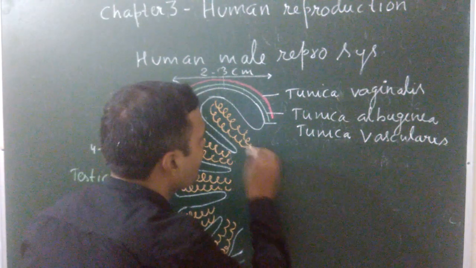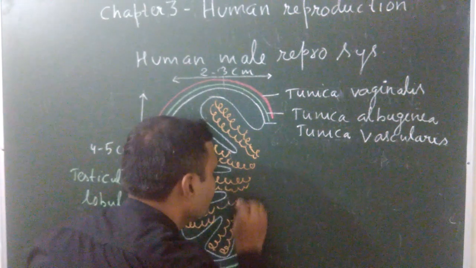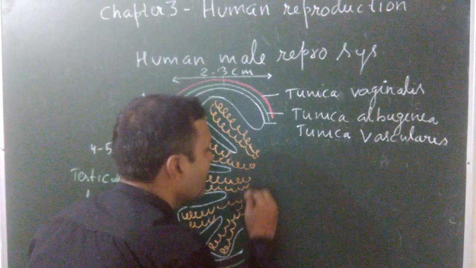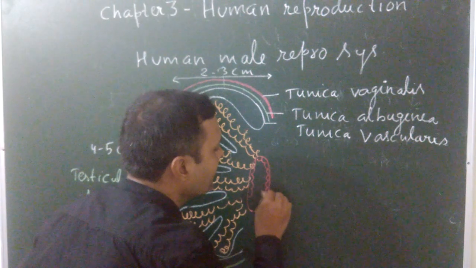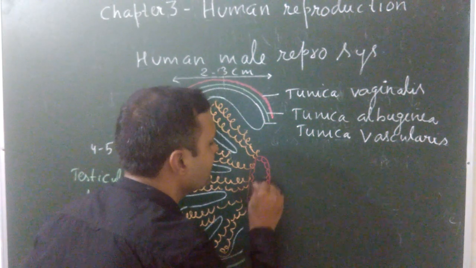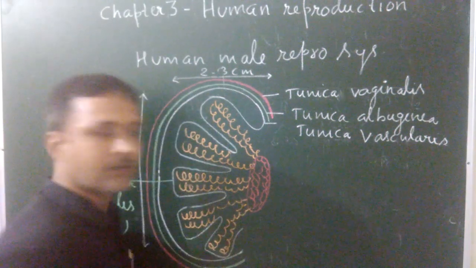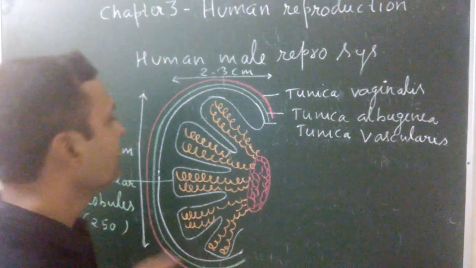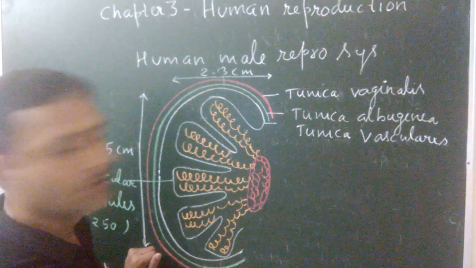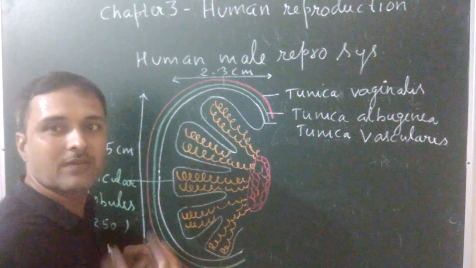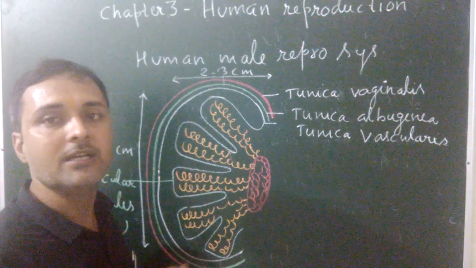These seminiferous tubules join at a common place and form a network known as rete testis. This is included in the accessory ducts. So what do we mean by rete testis? It is a network-like structure formed by the combination of all the seminiferous tubules that are present inside the testicular lobules.